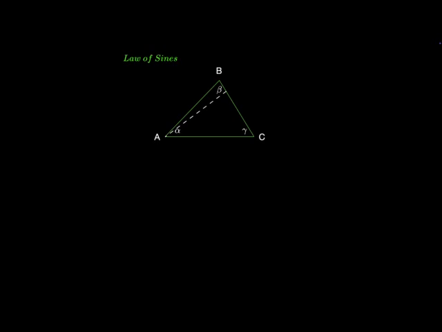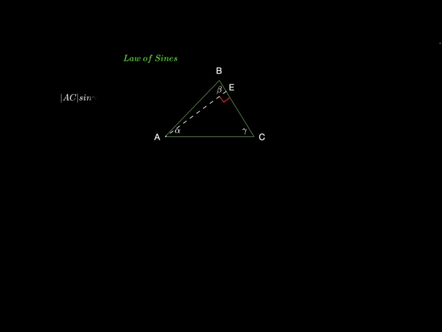We can draw an altitude through vertex A, forming two right triangles, ABE and ACE. We can come up with an expression for the length of segment AE.